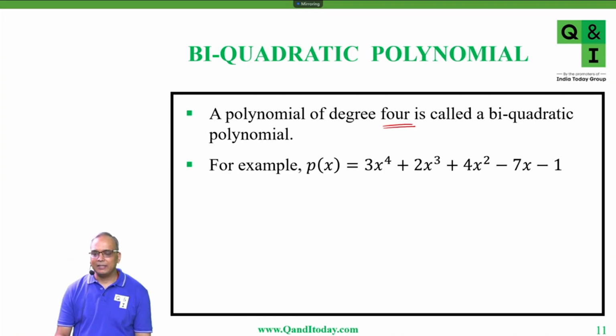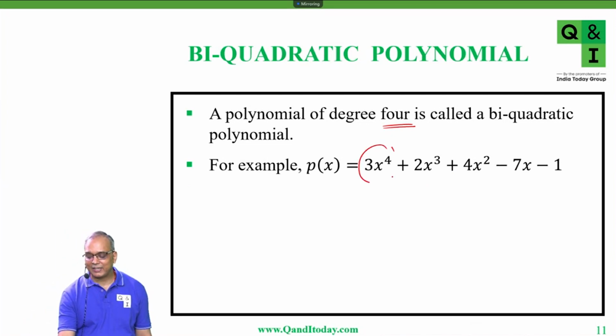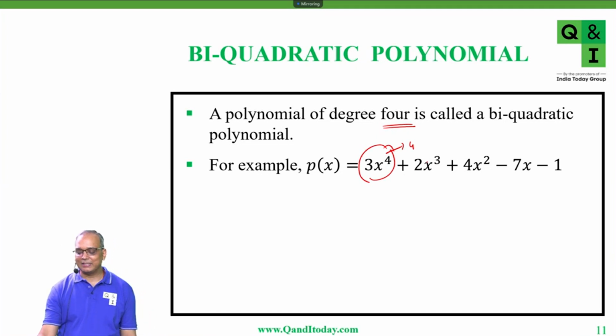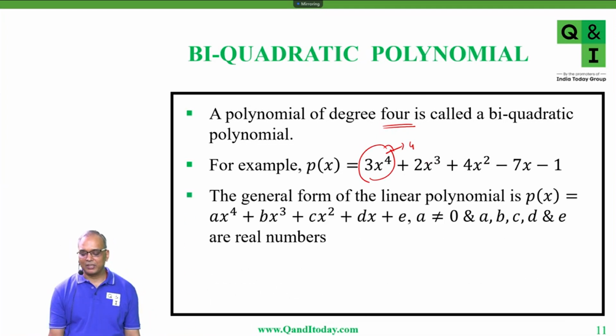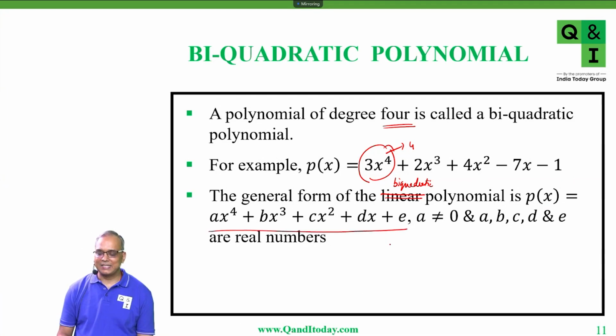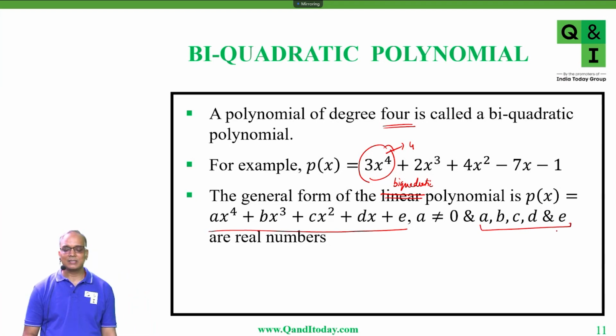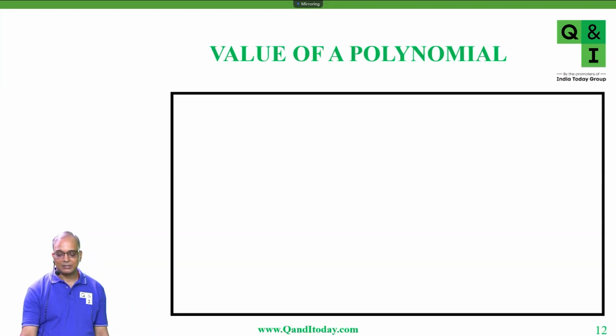For example, 3x^4 + 2x^3 + 4x^2 - 7x - 1. The degree here you can see is 4. So that's why this is a biquadratic polynomial. The general form of a biquadratic polynomial is ax^4 + bx^3 + cx^2 + dx + e, where a, b, c, d and e are all real numbers. The coefficients are all real numbers.